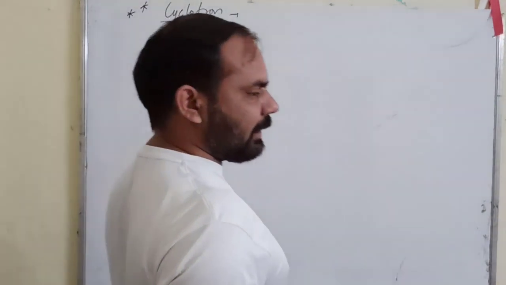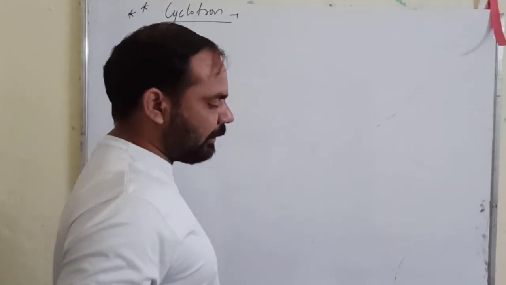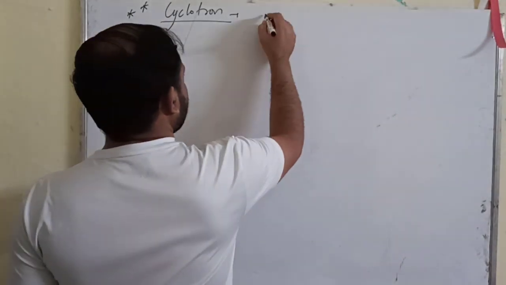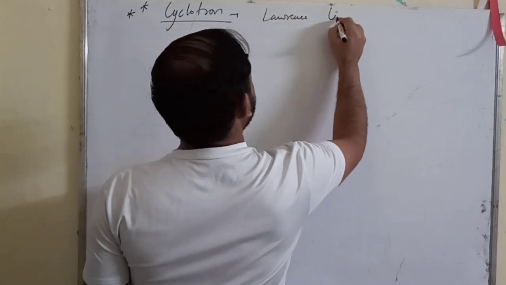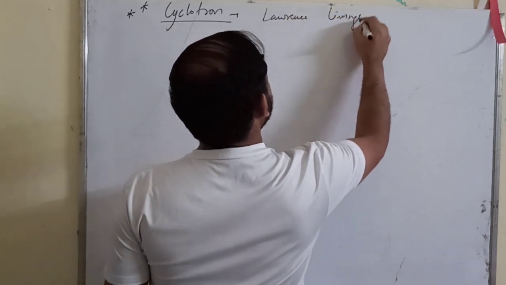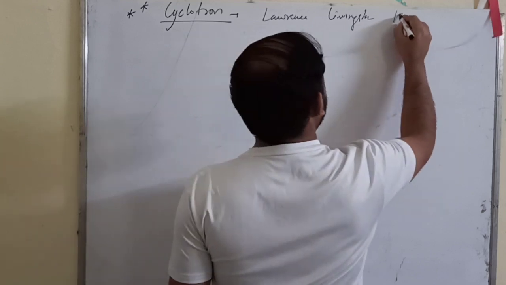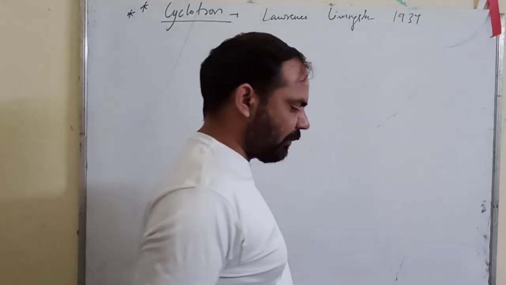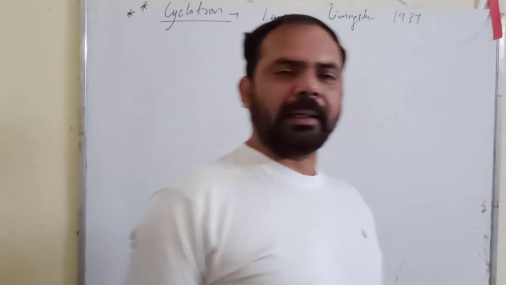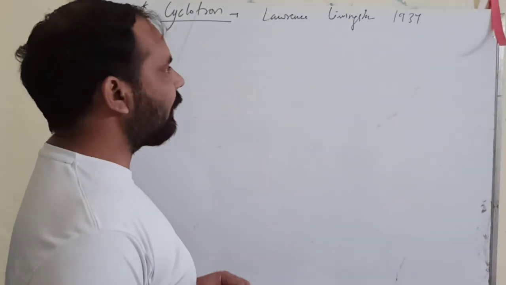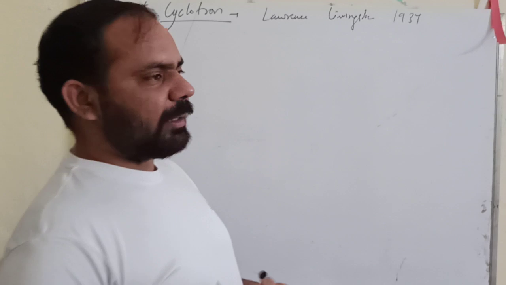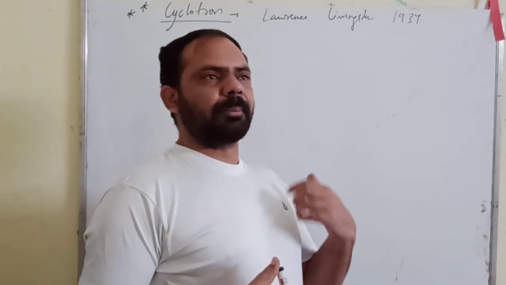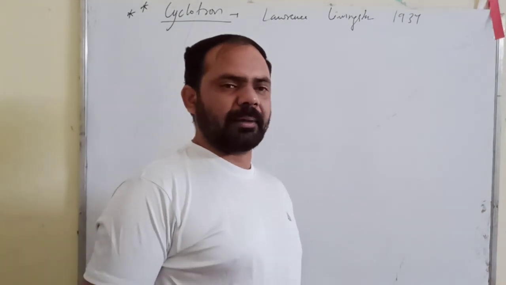Now it was first designed by E.O. Lawrence and N.S. Livingston in 1934. It was designed in 1934 by E.O. Lawrence and N.S. Livingston. Why did they design it? To overcome the problems, the drawbacks of a linear accelerator.